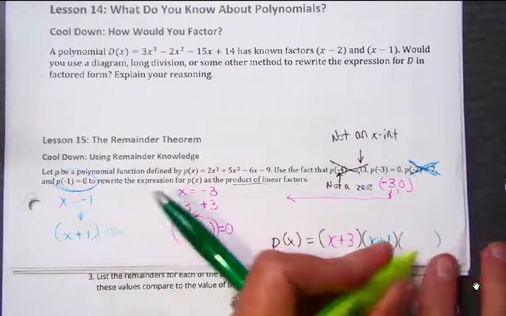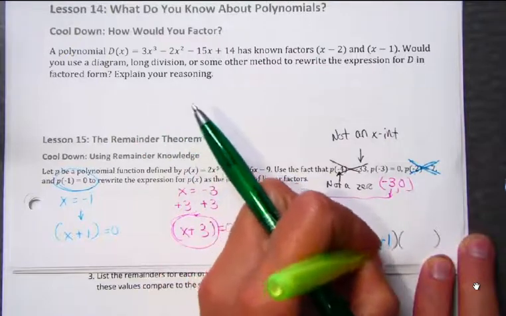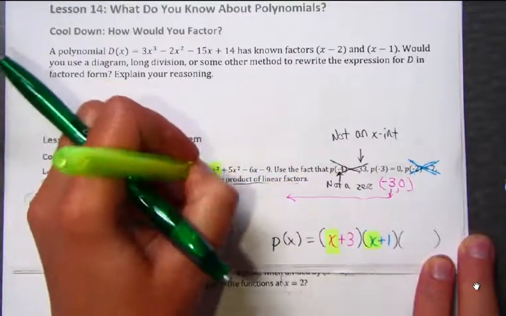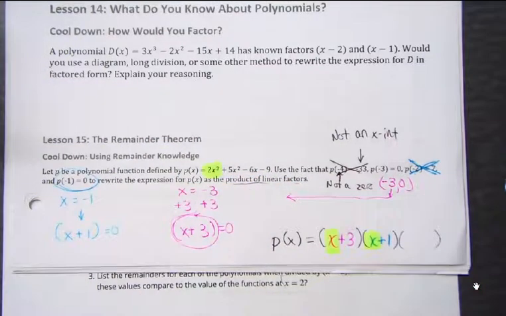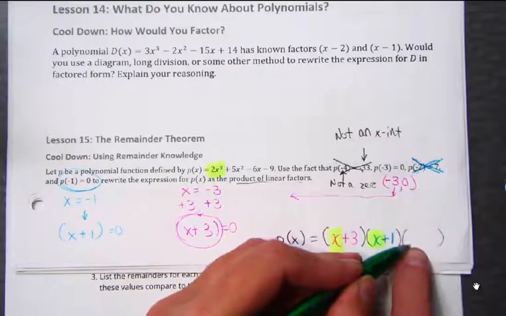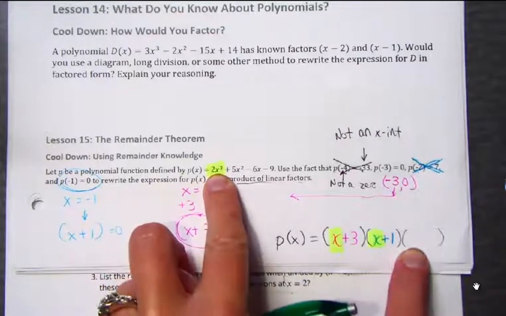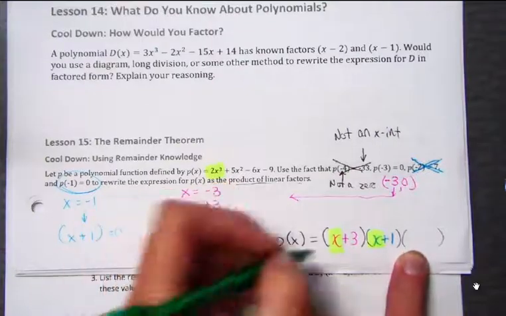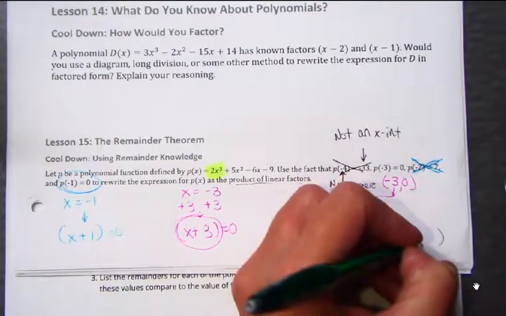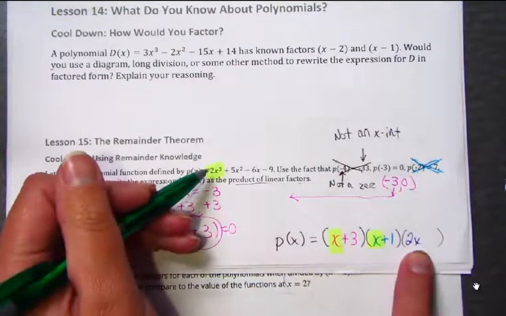If all I'm missing is one factor, remember that all of our x terms have to multiply to our leading term there in our standard form. So x times something has to get us to 2x to the third. I need a 2 and I need an x, because x times 2x is 2x to the third.